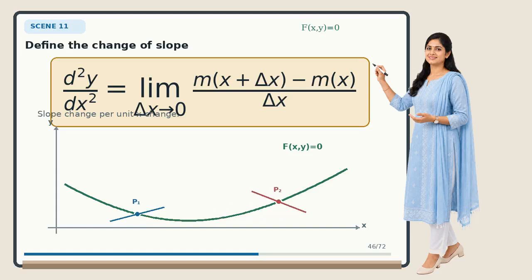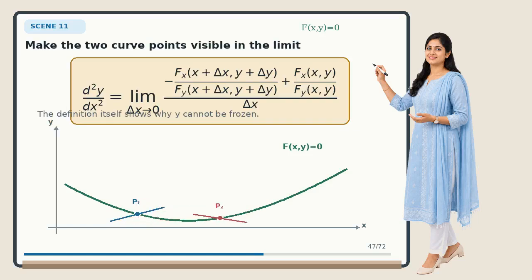The second derivative is the limit of the change in slope divided by the change in x. This formula makes the geometry completely visible. We are comparing slopes at two nearby points on the same curve, so both x and y change between the two evaluations.